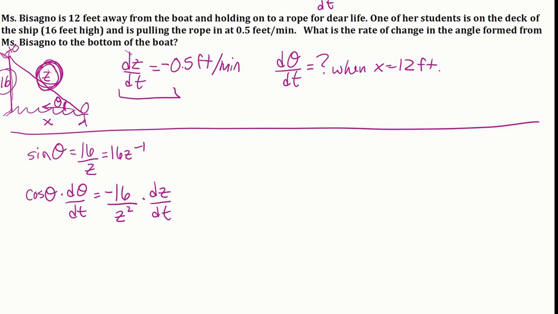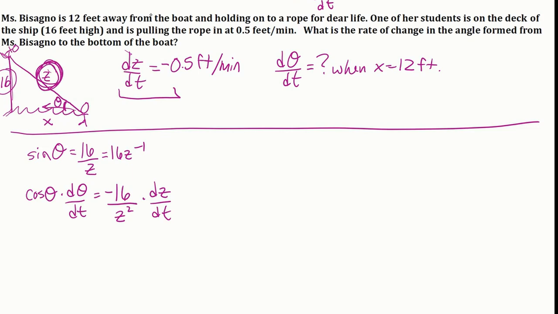So that's why I wanted to use sine, because it just gave me 16 as a constant. If I had used cosine, that would have been x over z. I would have had to use the quotient rule, because that would have been two variables. And the derivative of a variable divided by a variable, you have to use the quotient rule. So with this, I didn't have to use the quotient rule.